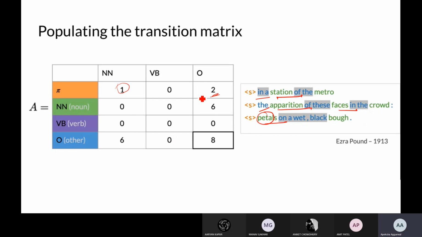So after noun, there's other, yes. So how many times? So you have to check after green. So 1, 2, 3, 4, and why it is 6? Two more are there.